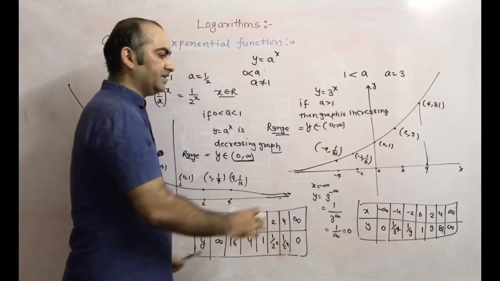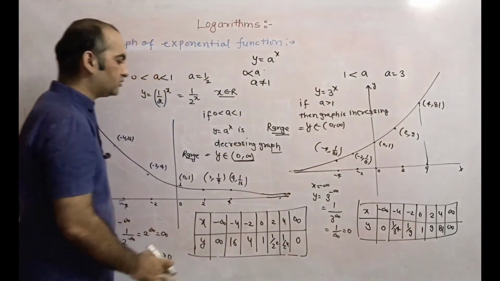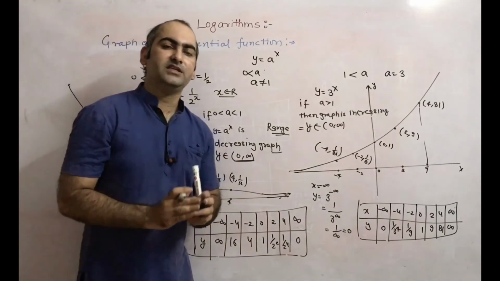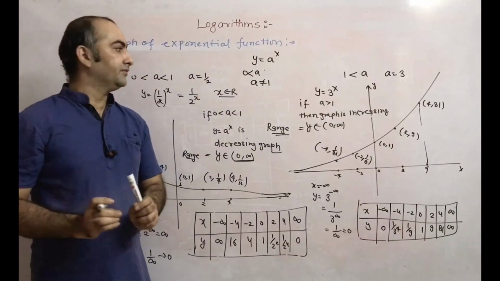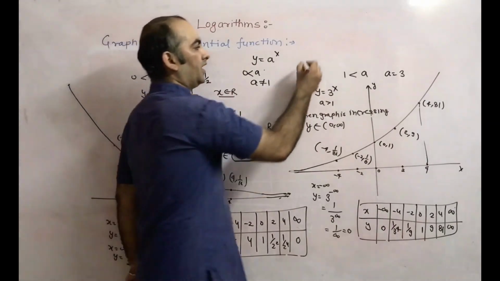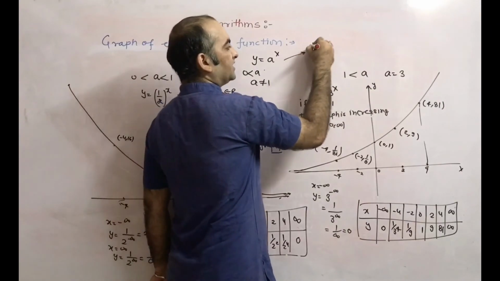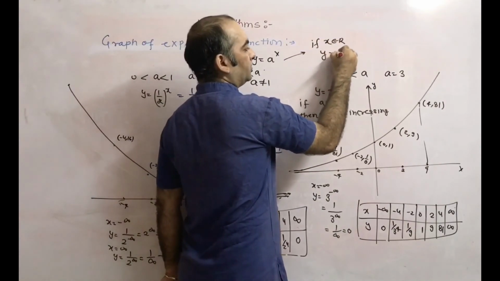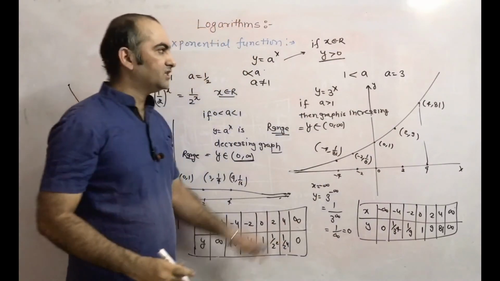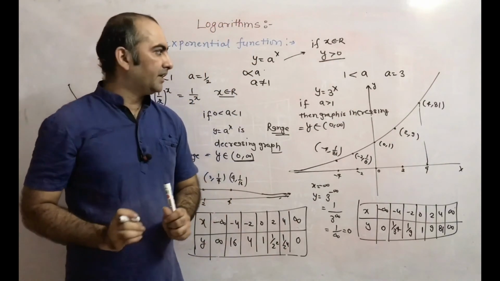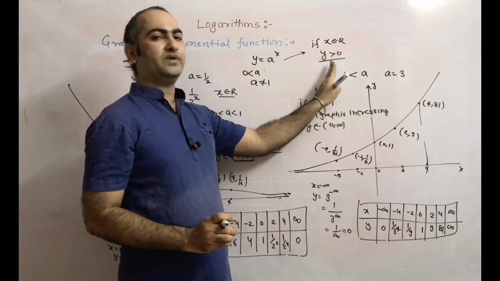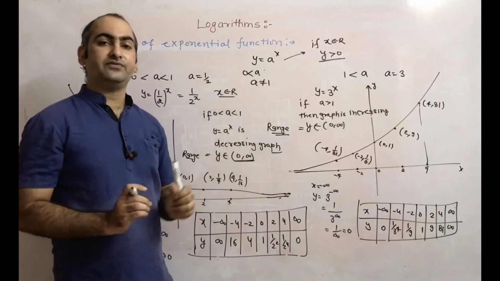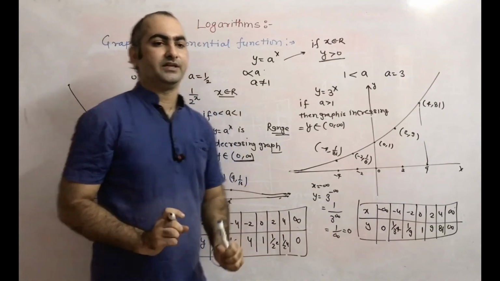And range is 0 to infinity. Here also range is 0 to infinity. So for the exponential function, we can say that range is 0 to infinity if there is no restriction, that is, if x belongs to R. If x belongs to R, y is greater than 0. If x is bounded, then y will be different. But if x belongs to R, then y is always greater than 0. So we can say that the exponential function y equal to a power x is always positive. That is your graph.